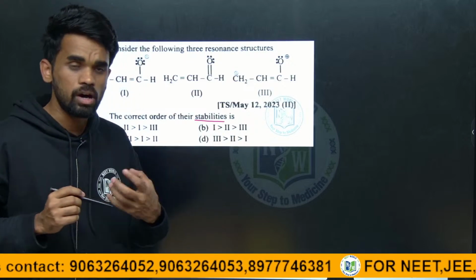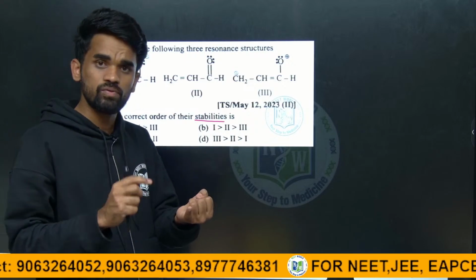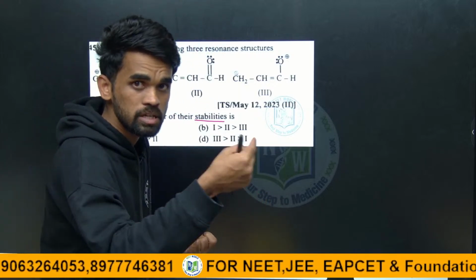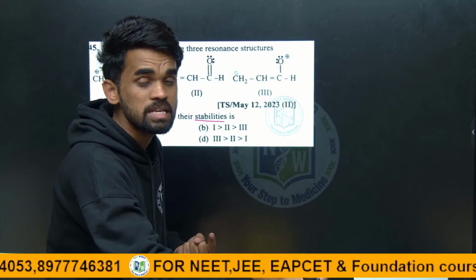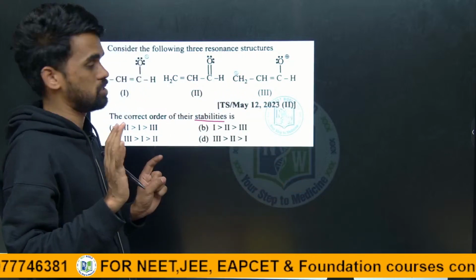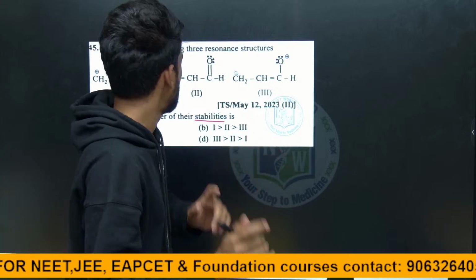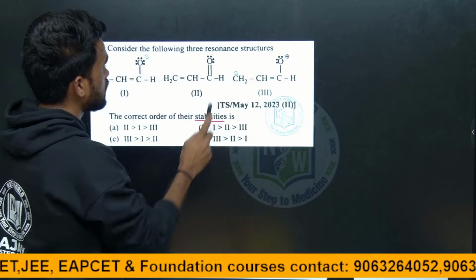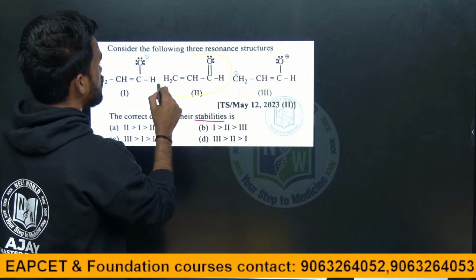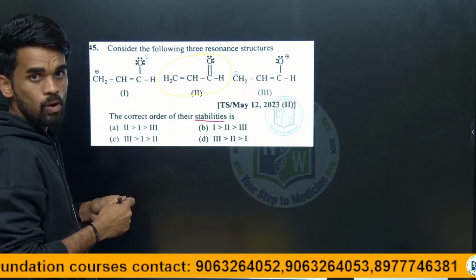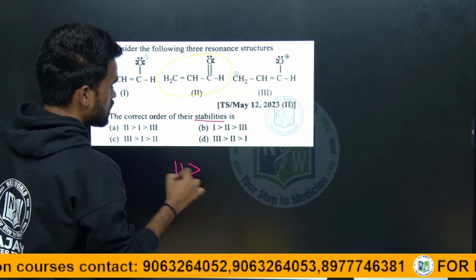In order to write the stability order, we have to follow a few points. While writing the resonating structures, the resonating structure which has more number of covalent bonds is more stable. What I am saying is, more number of covalent bonds which is neutral. Out of these three, the middle one has more number of covalent bonds, which is neutral. So I can say 2 is more stable.